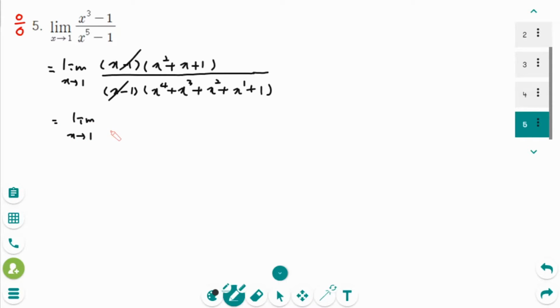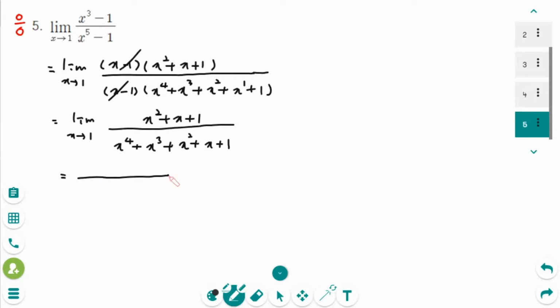So it's x squared plus x plus 1 over x to the power of 4 plus x cubed plus x squared plus x plus 1. Then put 1 into x. This is 1 plus 1 plus 1. And this one is 1, 2, 3, 4, 5. So 1 plus 1 plus 1 plus 1 plus 1 is 5 over them. So 3 over 5. That is the answer.